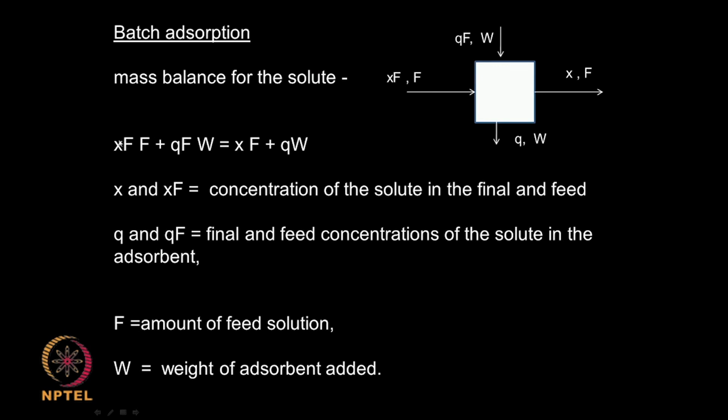Okay. So, here again just like your extraction, where you are adding fresh solvent, if you are adding fresh adsorbent, Qf will be 0. So, you can have one term: Xf into F equal to X into F plus QW, okay. That is possible if you are adding fresh adsorbent here. Okay. So, this is the mass balance relationship for a single stage of batch adsorption.